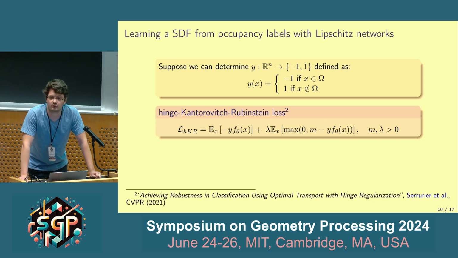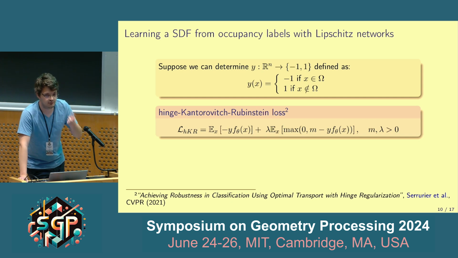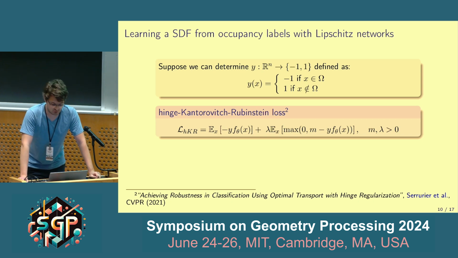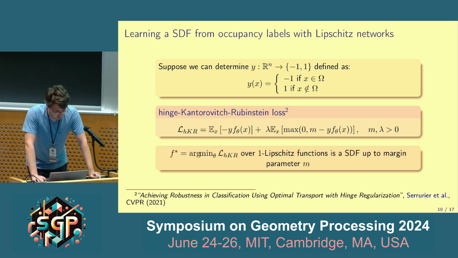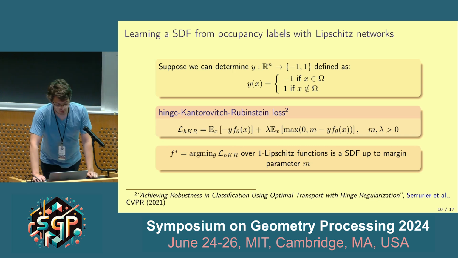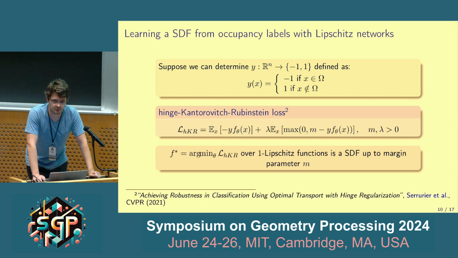So this loss is non-zero for points where the sign of f and the sign of y are not the same, up to some margin m, which is here for stability of the training. And what's interesting is that this is a binary classification problem that's already been studied and published, but we can show that actually the minimum of this loss over all possible one Lipschitz functions is the signed distance function of the object you consider, up to some error which is of the order of the parameter m. Which means that only using occupancy labels y, we are able, by minimizing this loss, to learn the signed distance function, to approximate it.